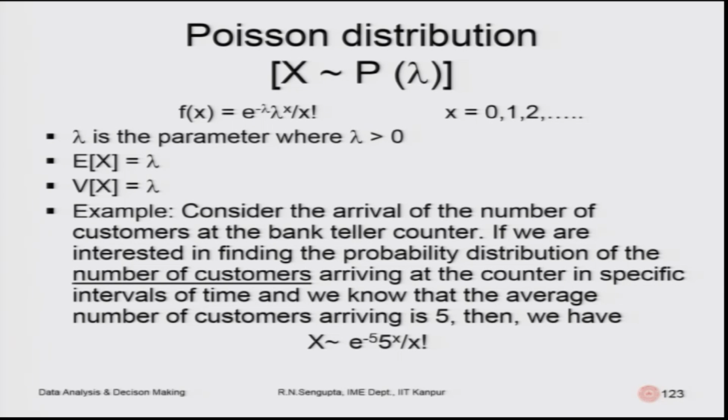So, consider this example to highlight what we mean by Poisson distribution. Considering the arrival of customers at the bank teller counter, you are interested in finding the probability distribution of the number of customers arriving at the counter in a specific interval of time. This point I want to highlight, I will come to that later on when we do other concepts of statistics or DADM concepts.